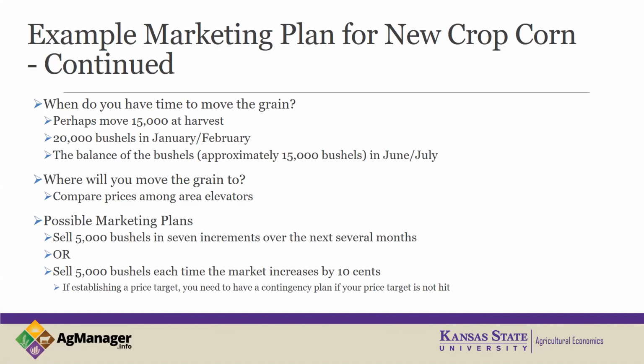But remember, again, a little side note: if you are trying to establish some sort of price target that you're shooting for, you really need to have another plan if you don't get to that, because markets are very unpredictable depending on what's happening globally. So you really need to have another plan: if it doesn't go up, if it stays the same, you're just going to keep selling it over the next several months as well. All right. And then you sell the balance of the bushels after harvest is completed. So you're still going to have some income.